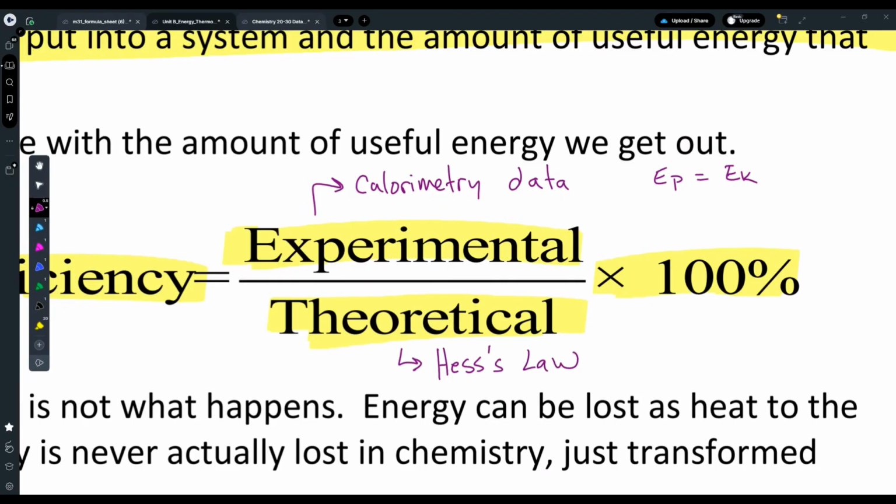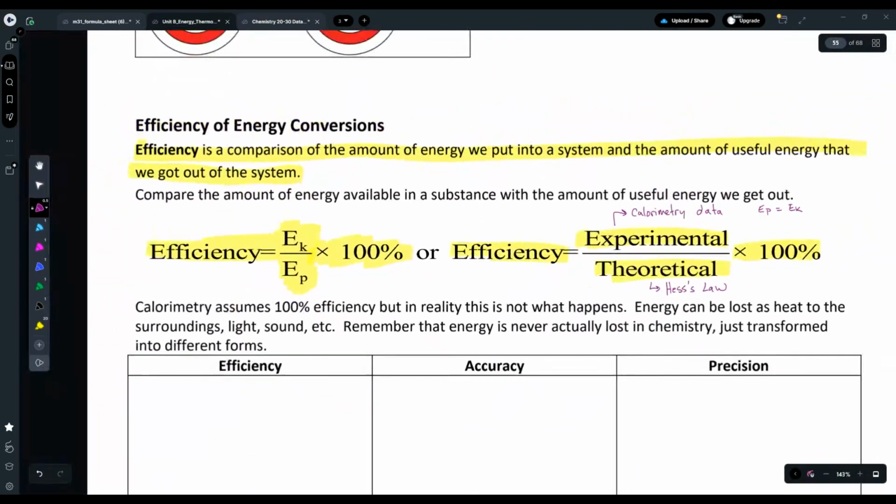So that could be the additive principle of Hess's law, where you're adding up some stepwise reactions to get the change in enthalpy, or that could be the formula version of Hess's law, which is change in enthalpy is equal to the sum of the moles of the products times the molar enthalpy of formation of the products, subtracted by the sum of the moles of the reactants times the molar enthalpy of formation of the reactants.